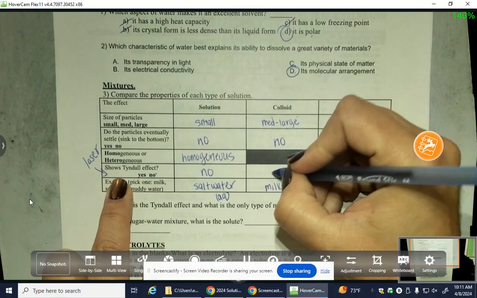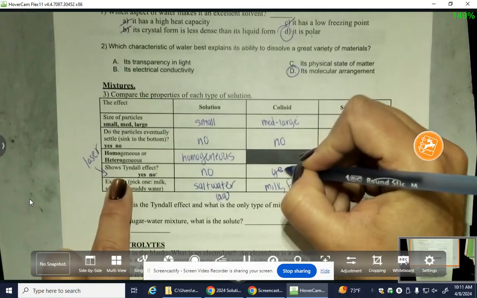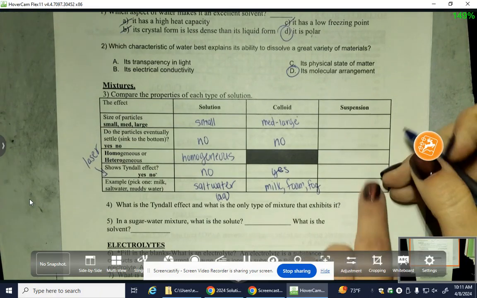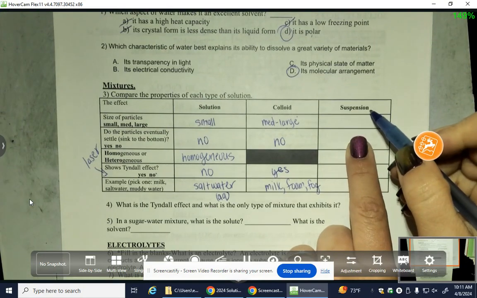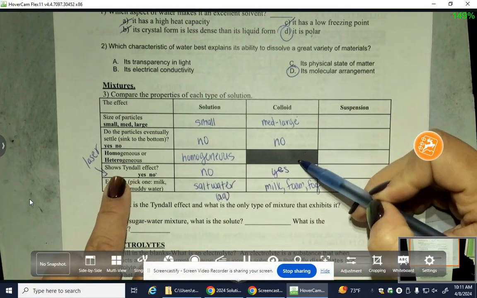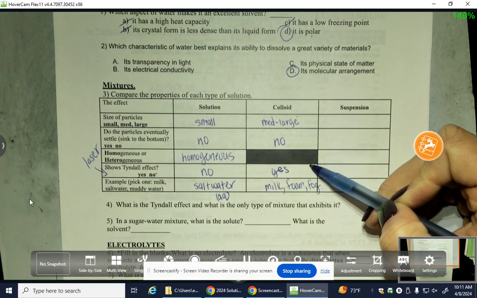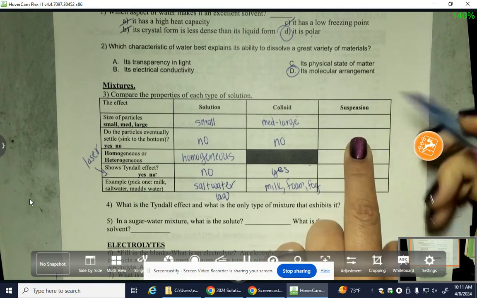Does it show the Tyndall effect? Yes, because we have those bigger particles, and since it stays suspended, it has stuff to bump into, all right? All right, so we don't call it homogeneous or heterogeneous. That's why it's colored out, because it appears homogeneous, but it's technically heterogeneous, all right? So we don't have to worry about that.